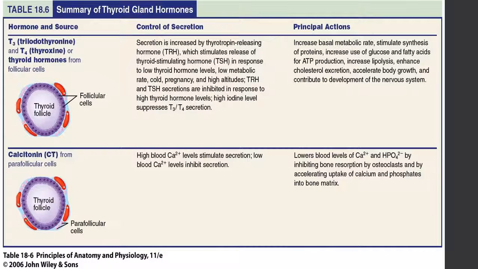Here's another chart or table showing you the summary of the hormones of the thyroid gland. In this case, T3 and T4 and calcitonin. Under calcitonin, control of secretion: high calcium levels stimulate secretion, low blood calcium levels inhibit secretion. It lowers blood levels of calcium and phosphate by inhibiting bone reabsorption by osteoclasts and by accelerating the uptake of calcium and phosphates into bone matrix. We pull calcium out of circulation and store it in bone.